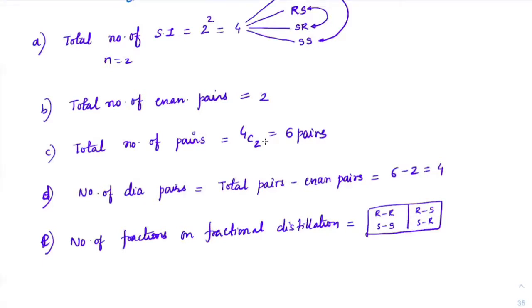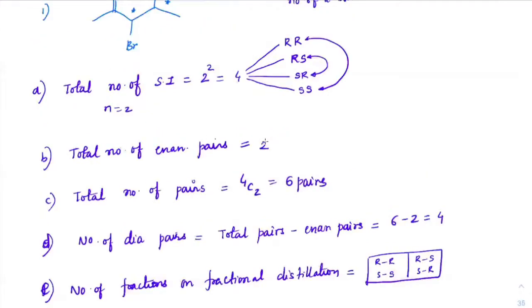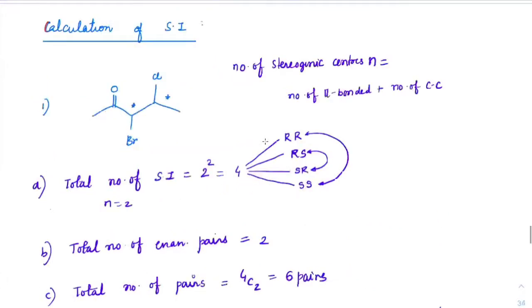Fractional distillation is used for diastereomeric pairs. Exactly, 4 types of diastereomeric pairs we have. But there are only 4 compounds. I am saying how many compounds you can separate. Pairs you can get, but fractions means compounds. Everyone understood that?